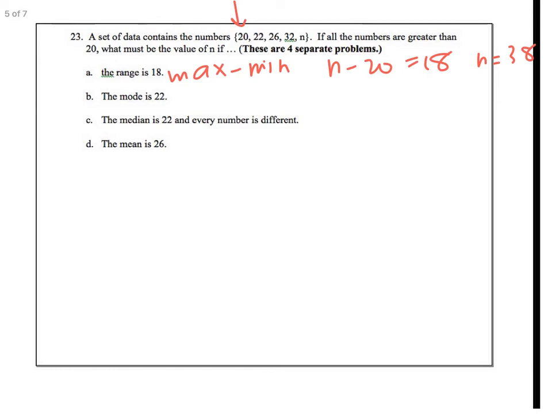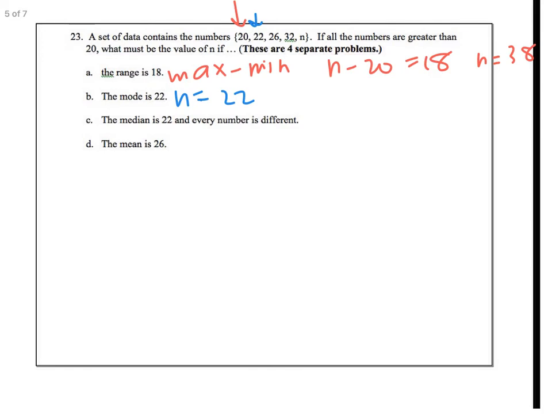All right, let's look at our next one. It says the mode is 22. So now we just want the mode to be 22. Well, 22 only shows up once, like the other numbers. So if we want it to be the mode, or the most, it has to show up again. So n would be 22 in that case. The median is 22 and every number is different.